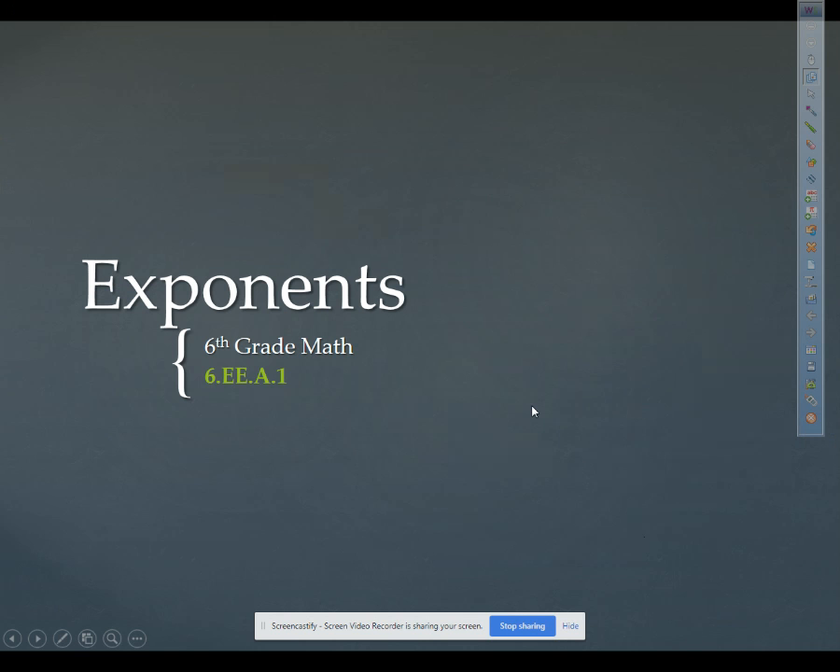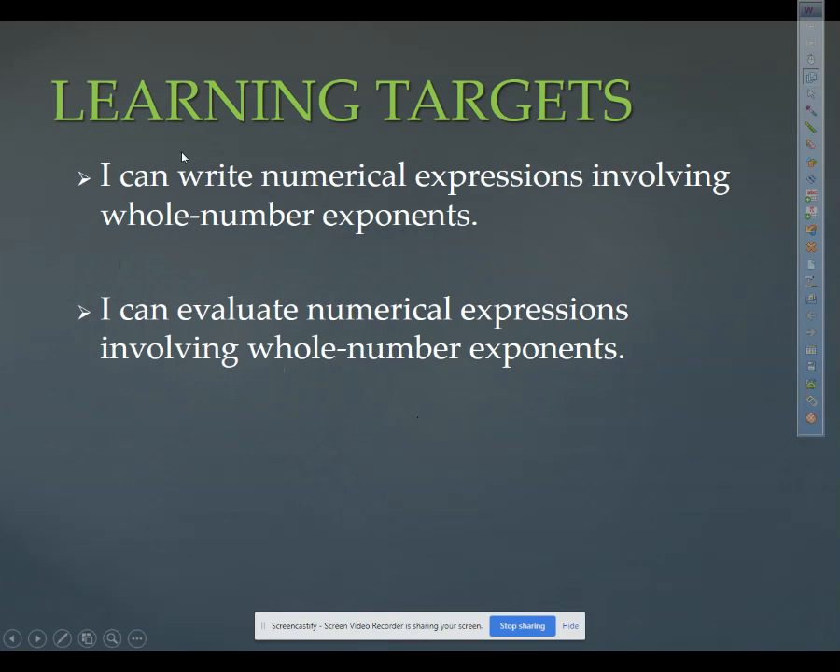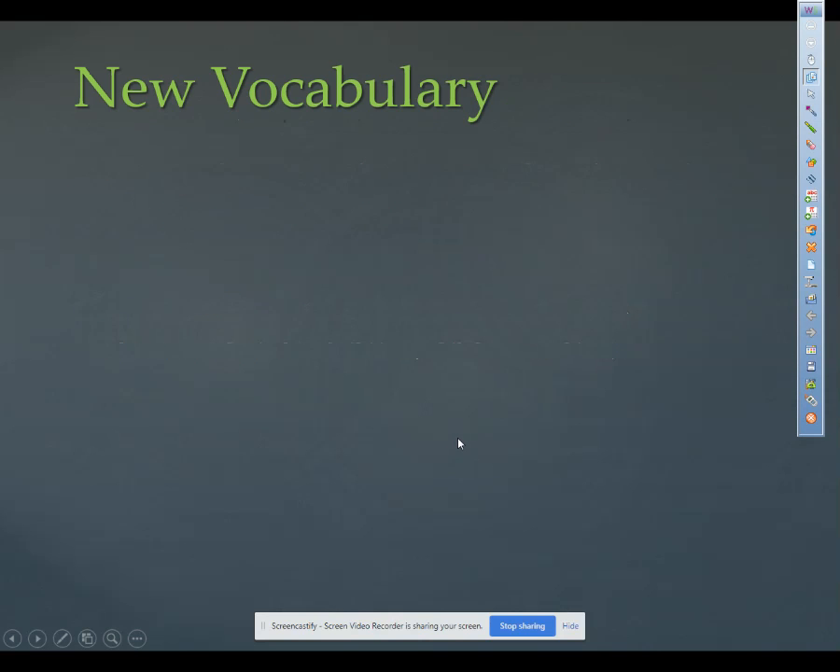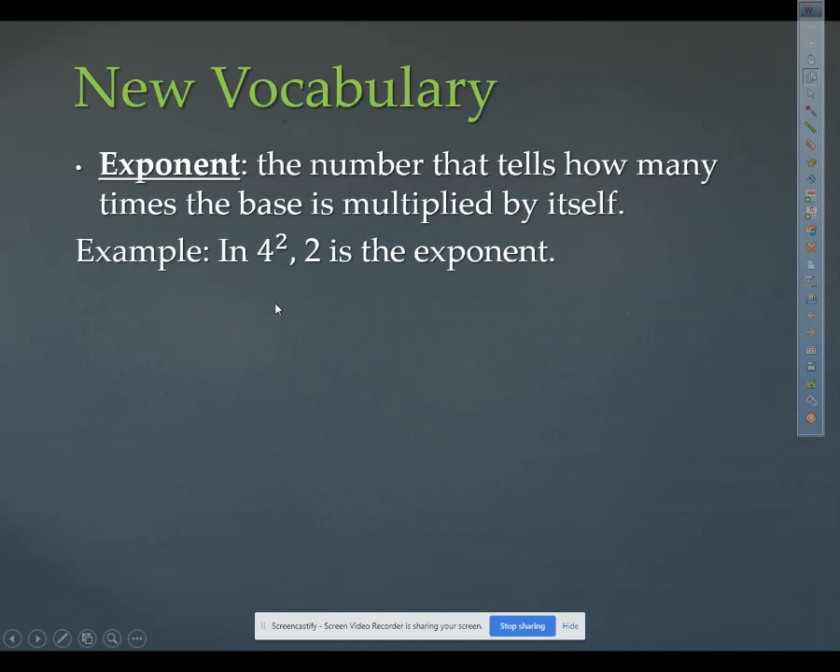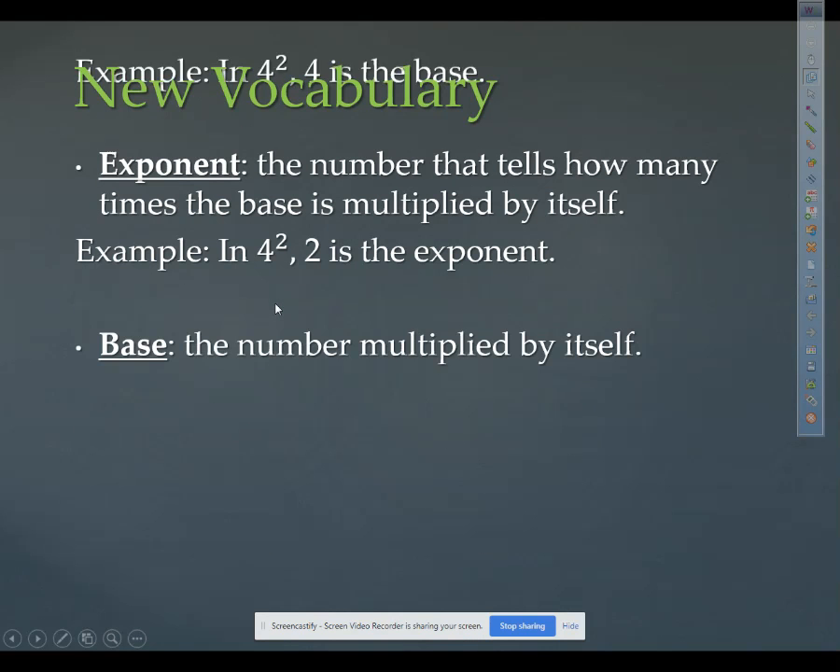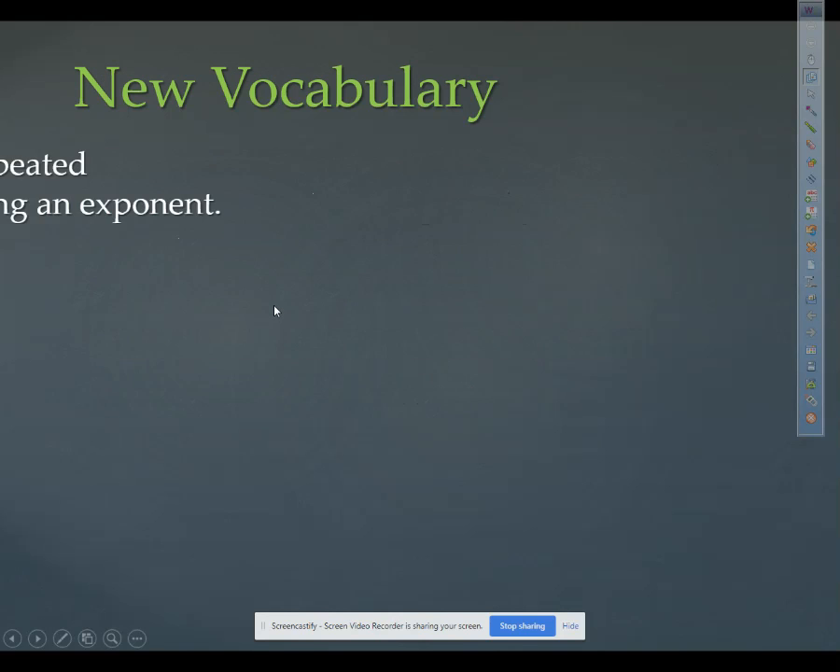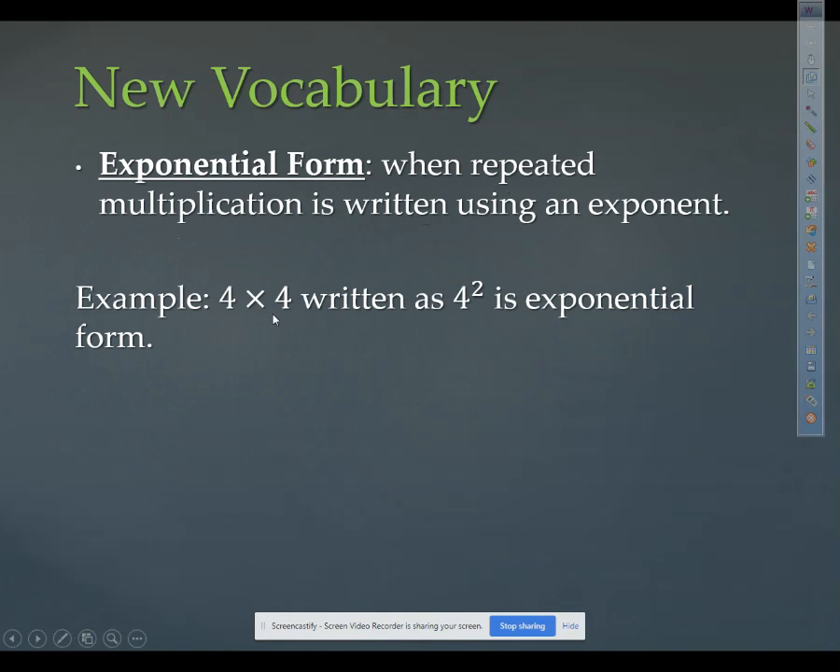All right, so today you're going to be learning about exponents. And we're going to be working on two learning targets. I can write numerical expressions involving whole number exponents, and I can evaluate numerical expressions involving whole number exponents. The vocabulary you've already done is exponent, base, and then, of course, exponential form.